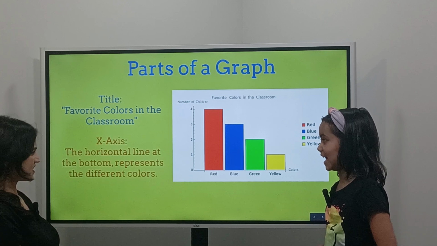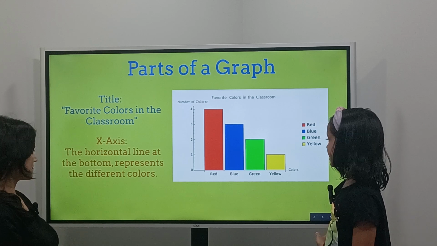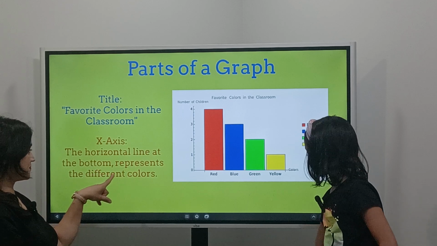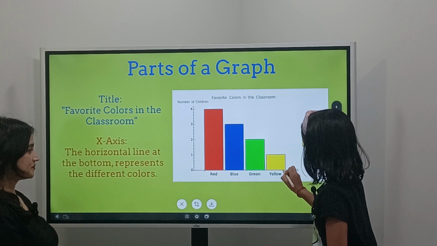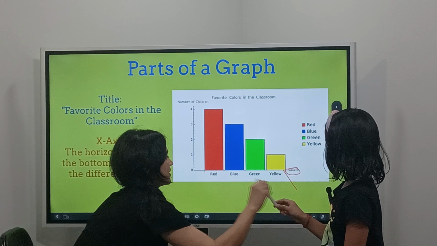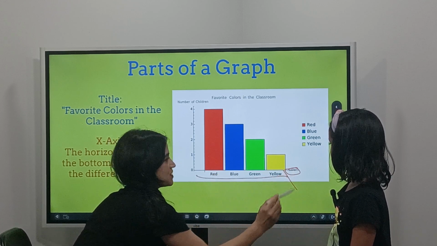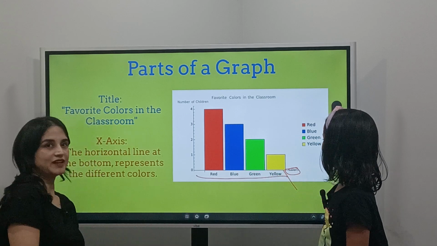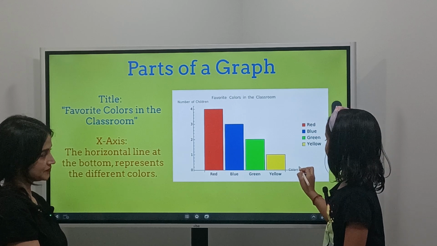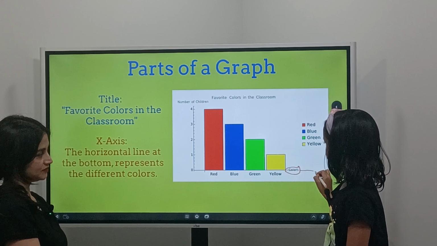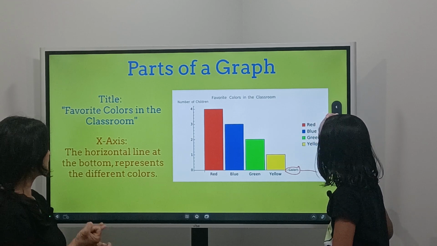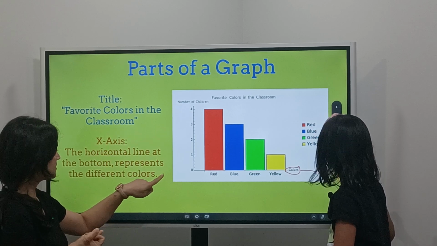The next, what is another part? The x-axis. What is the x-axis? The x-axis is this line. The horizontal line at the bottom represents a different color. And plus it says colors. This is the line, right? Horizontal. It's over here. It looks like this. This is the colors. And this is called the x-axis. So we learned there is a title, there is an x-axis.